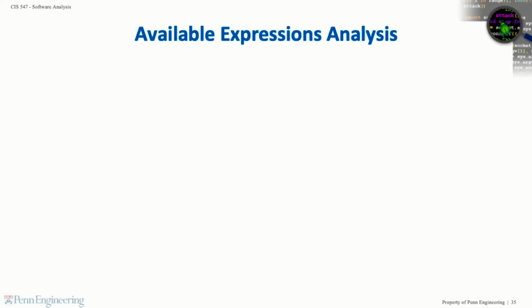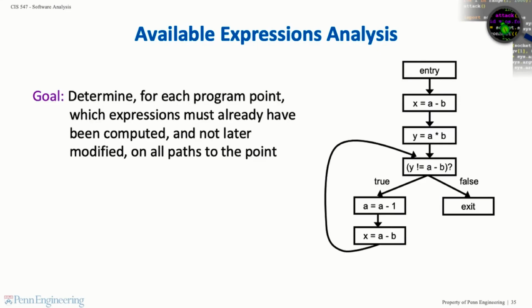Next, let's move on to the third of our 4 classical data flow analyses, called available expressions analysis. The goal of this analysis is to determine for each program point which expressions must already have been computed and not later modified on all paths to the point. Let us look at the following example program.